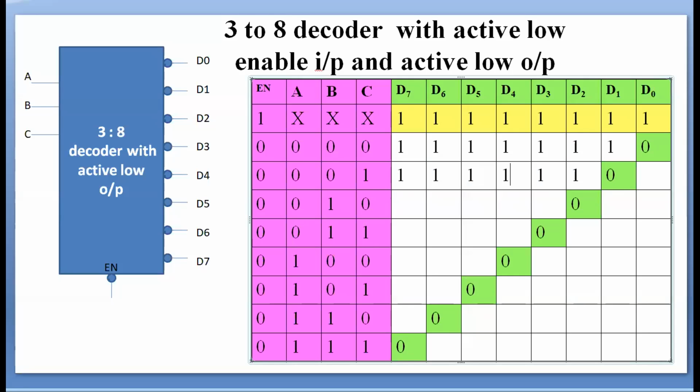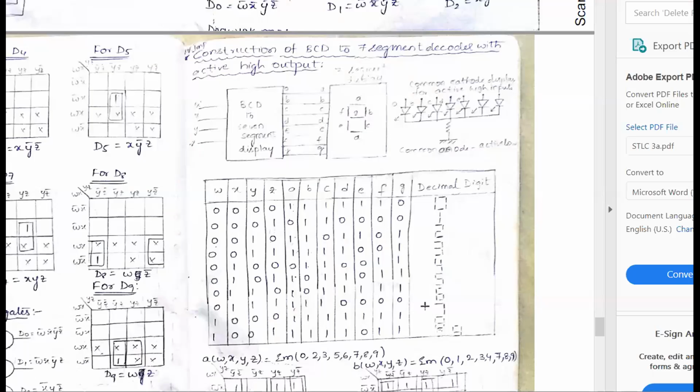Okay. Now we are going to see the realization of a 4 to 16 decoder using 3 to 8 decoders.